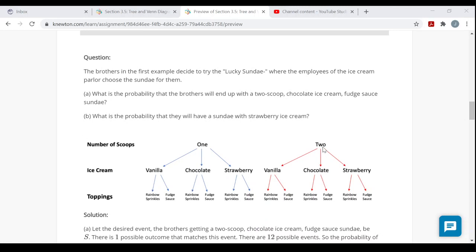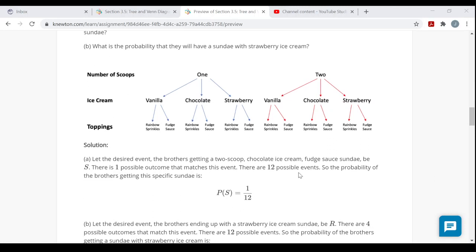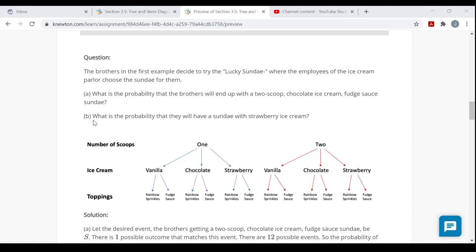Well, for a 2-scoop chocolate ice cream fudge sauce sundae, I'm following the paths down the tree. That's just one path out of the 12. Remember I said it ended with 12. So the probability of getting that particular sundae is 1 out of 12. Simple as that. B, what is the probability that they will have a sundae with strawberry ice cream? So I count all the paths that have strawberry in the path. So there's 1 scoop strawberry with sprinkles, 1 scoop strawberry fudge. That's 2 paths off of that strawberry.